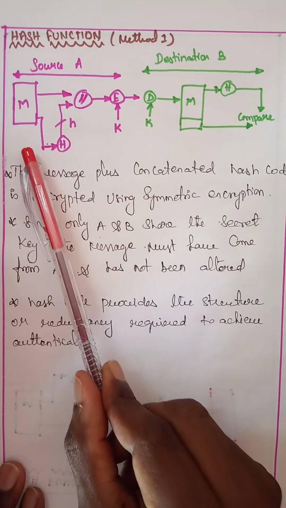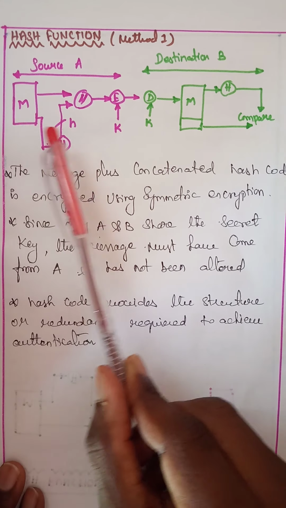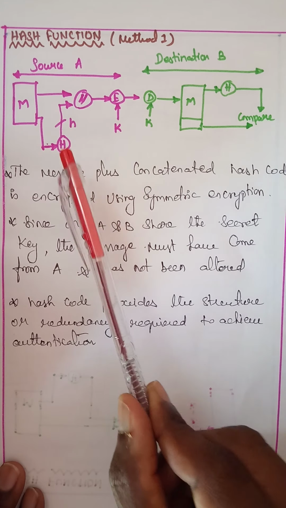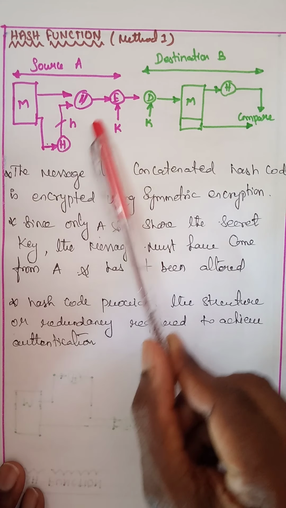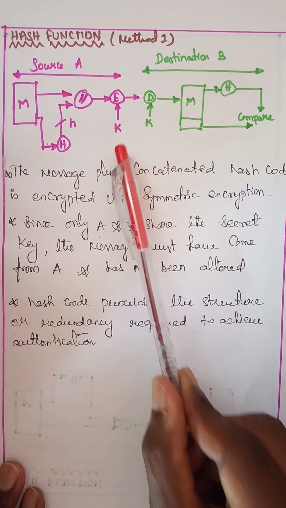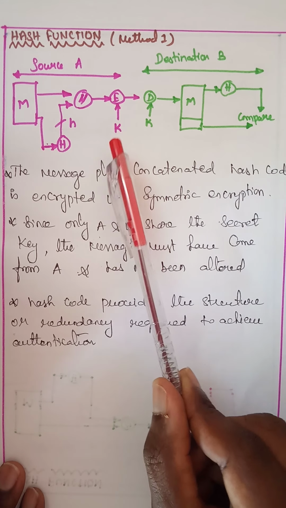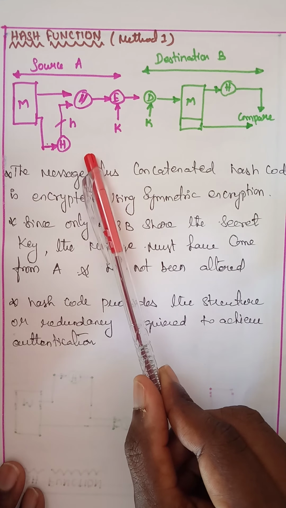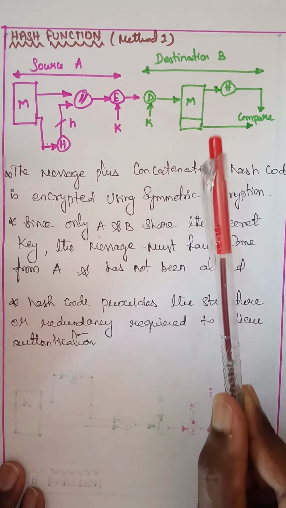M is a plain text message. We are going to concatenate this plain text message with the hash code, which is generated by the hash function H. This concatenated information is then encrypted using the secret key, which is K. This process happens on the source side or sender side. Once this is over, the information is transmitted to the destination.